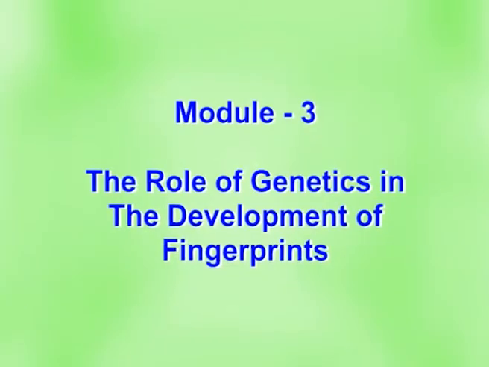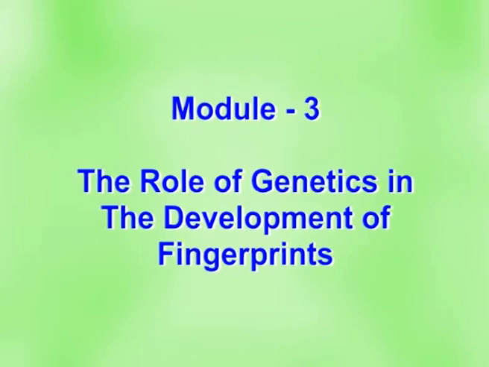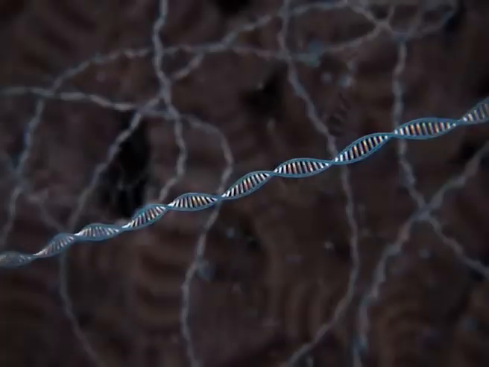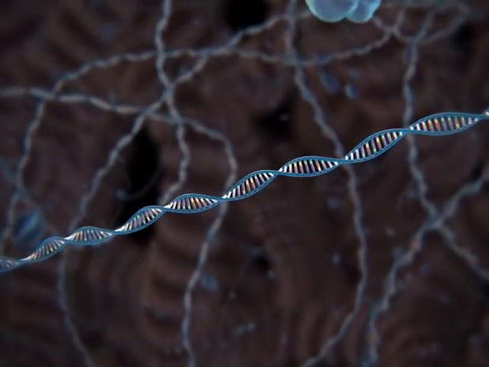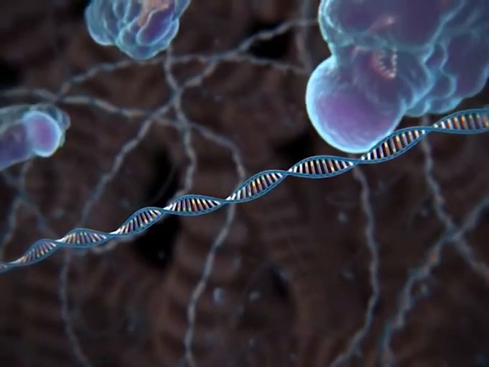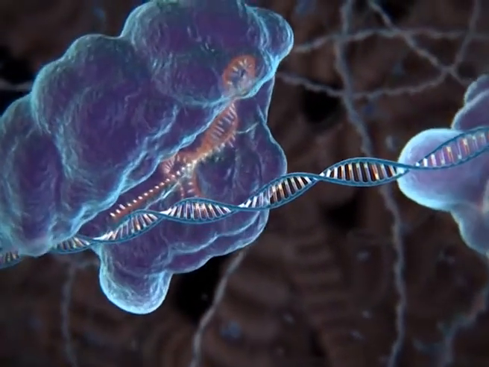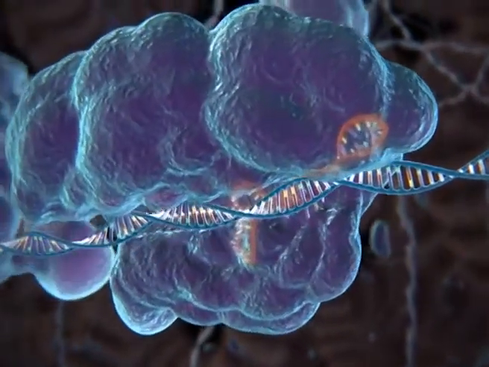Students, let's begin Module 3. The role of genetics in development of fingerprint. Every aspect of the growth and development of a single cell into a fully formed human is initiated by a genetic blueprint. The capacity to form friction ridges is inherent within the developing embryo.